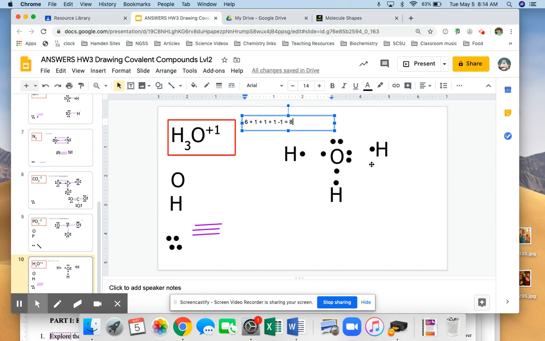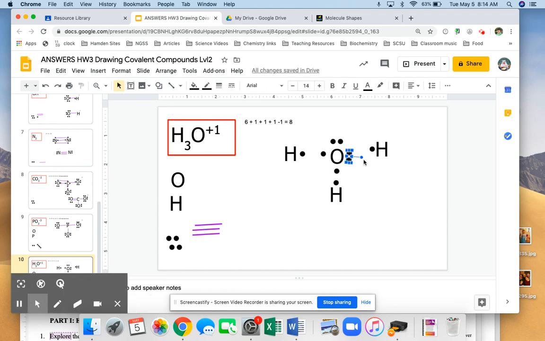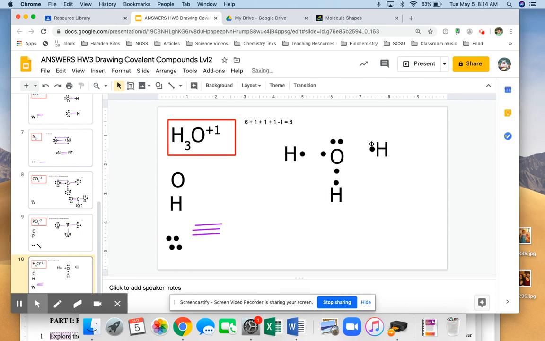To show that that electron is being taken away, what I'm going to do is take away one of these electron pairs. I'm going to show this pair now as a single electron there to show that one of those in the pair got taken away. Now we have our total of 8 electrons. 1, 2, 3, 4, 5, 6, 7, 8. That's what that plus one charge does. It takes one of those electrons away, so now everybody can be nice and even and completing the octet.